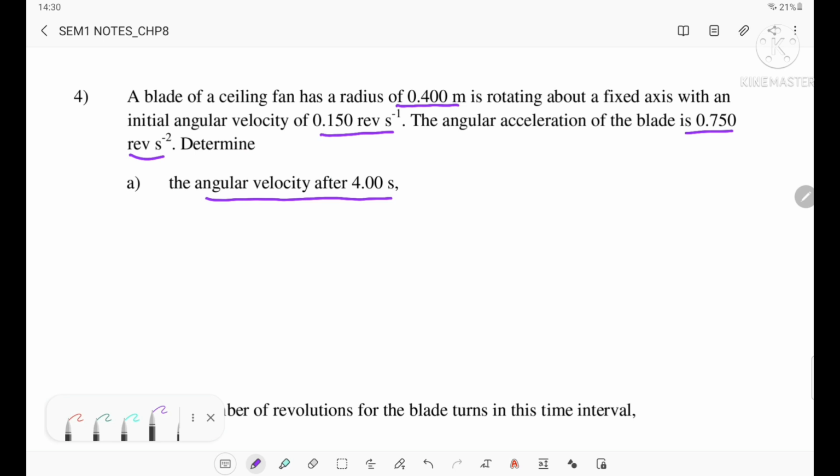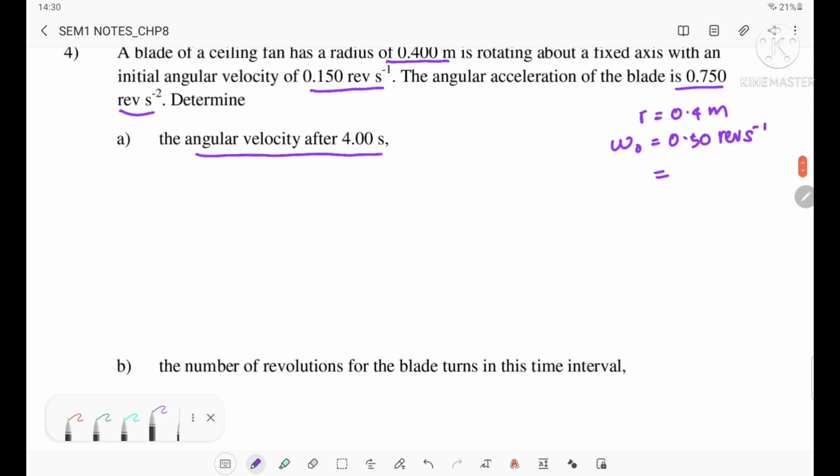First of all, you need to list down all the information given. From the question, we have the radius equal to 0.4 meter, and then the initial angular velocity omega naught is equal to 0.150 revolution per second. You need to convert to radian per second, so it is equal to 0.150 times 2 pi radian, equal to 0.3 pi radian per second.